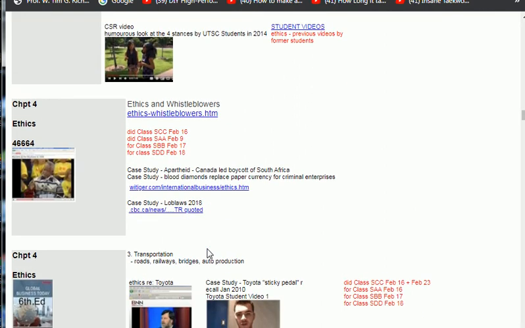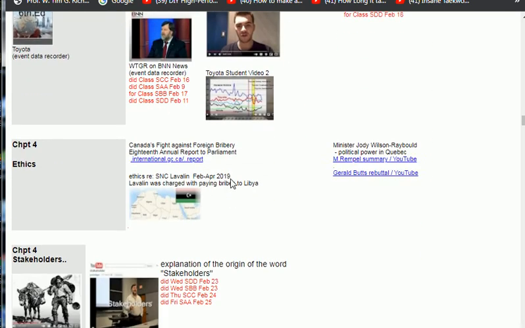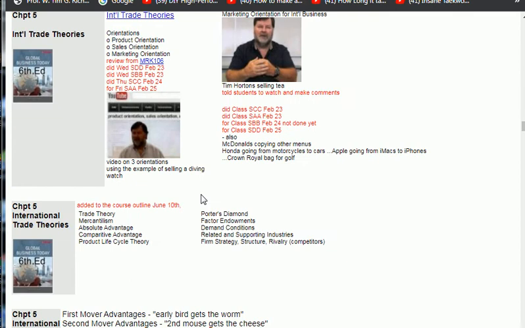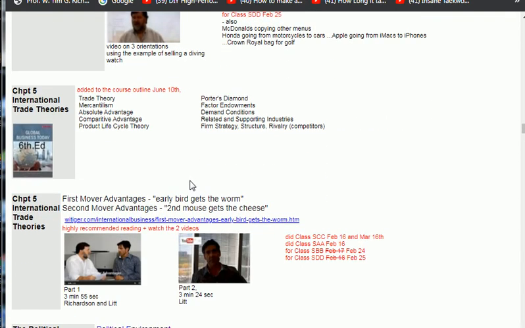And you might find something on ethics or whistleblowers, but it might be a little bit difficult to do that specifically. Stakeholders also, you could talk about who are some of the main stakeholders in the company, both domestically and internationally. And I wouldn't worry about the trade theories thing here. That would be something you might have in the report.